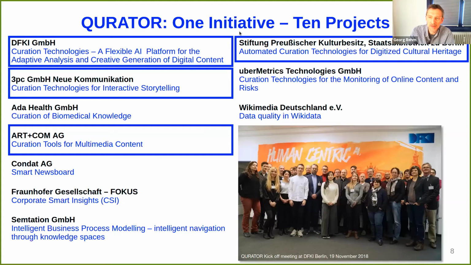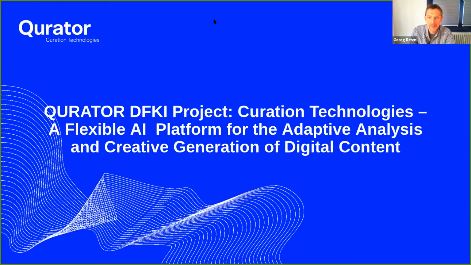The project consists of 10 individual projects, which are worked on by the 10 different partners. Today with us, the colleagues Joachim, Stefan, and Clemens will talk about their respective projects, which you can also see highlighted here on the screen. I will say a few words about the DFKI part in Qurator in a second, if the system lets me.